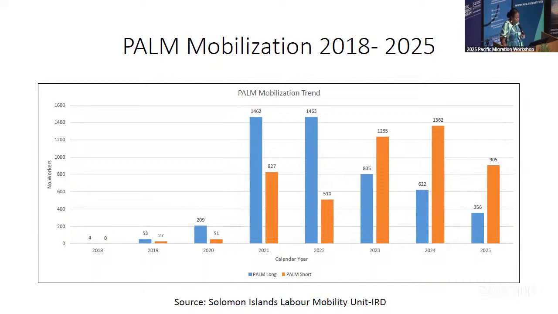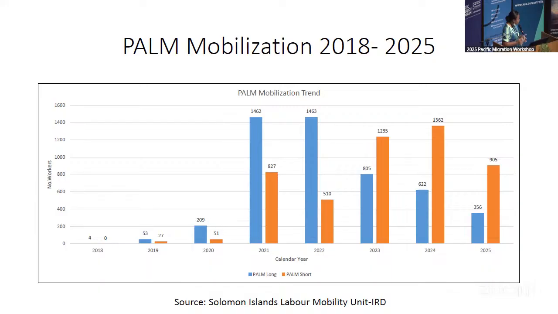In terms of trends, we are still getting our data going back to 2012, but these are some of the data I received upon coming. You can see the blue one is for the long-term stream, and the orange is for the short-term program. In the graph, our PALM long-term stream picked up really fast in 2020, 2021, and 2022, and then goes down again in 2023. This is mainly because we mobilized our male workers to the meat work industry, which is why we picked up really quickly.